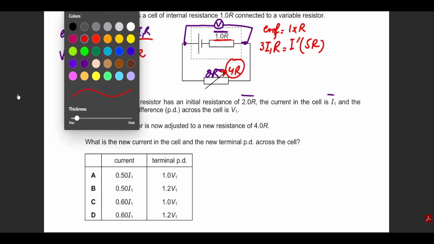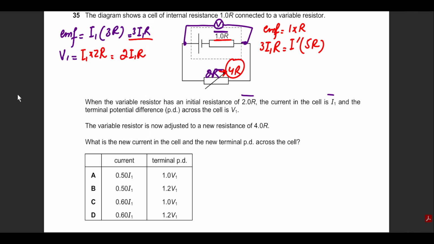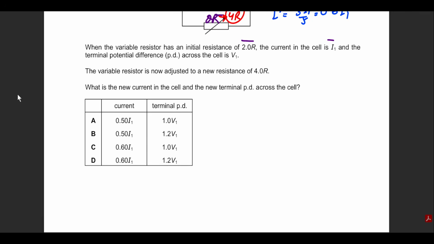And now we can see this very clearly, that this I dash, because R cancels with R, and since we're finding I dash, 5 goes over there. So this new current I dash will be 3 times I1 divided by 5, which comes out as 0.6 times I1. This is the first answer that we have for the current. It should be 0.6 times I1.